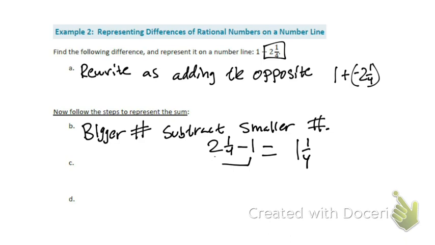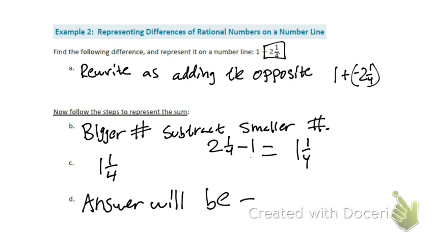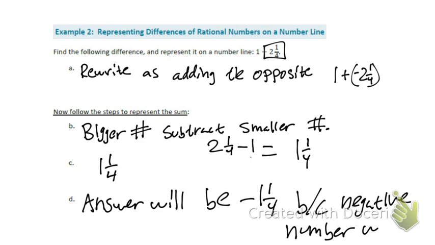So again, a good strategy if you're dealing with mixed numbers, a mixed number here and a whole number, just worry about the whole numbers first. You're doing 2 take away 1 is 1, but you still got that 1/4, right? So it's gonna be 1 and 1/4. So put 1 1/4 there. But is the answer gonna be positive or negative? Look back up here. Which one's bigger? The negative one's bigger, right? So the answer is gonna be negative 1 and 1/4, because the negative number was bigger.